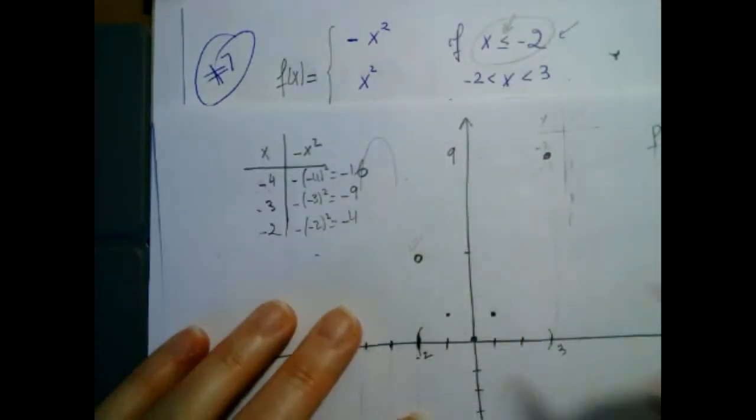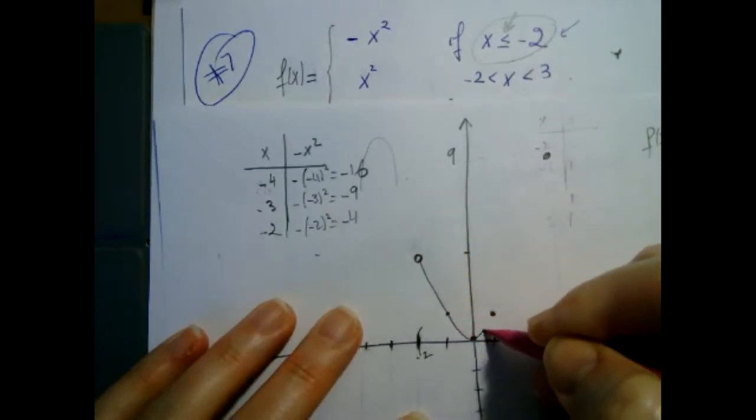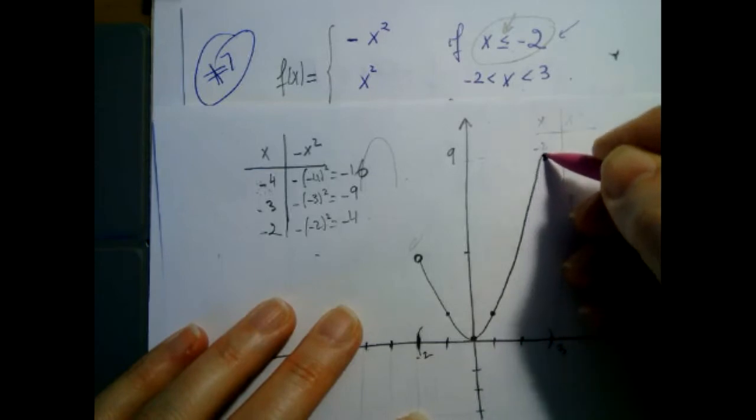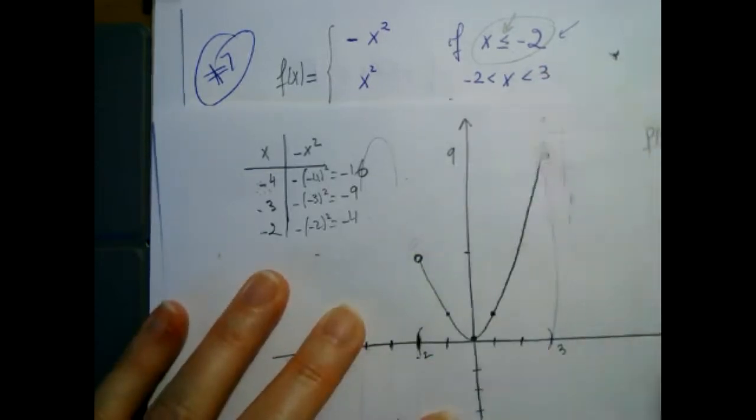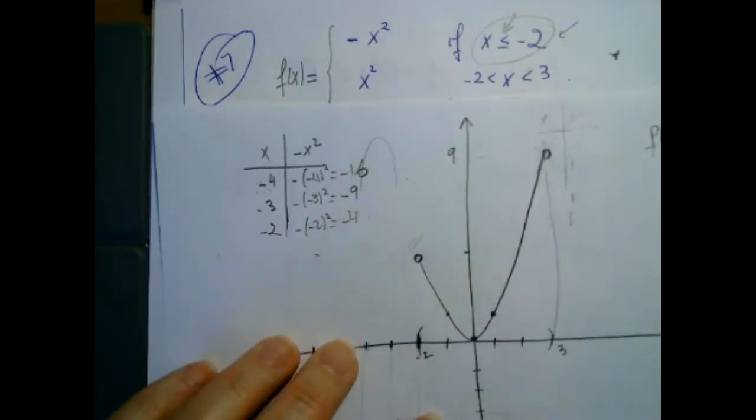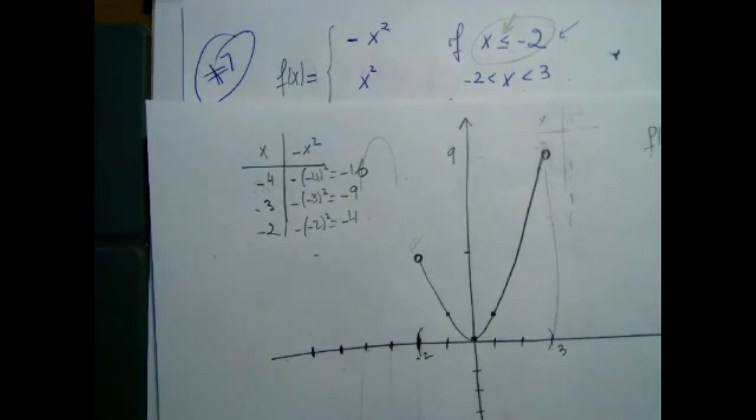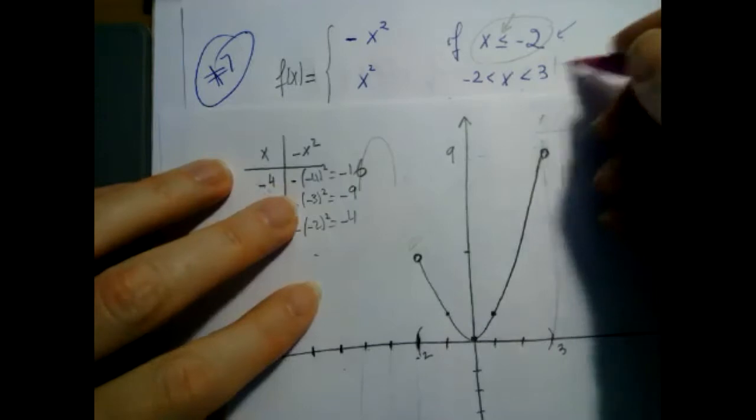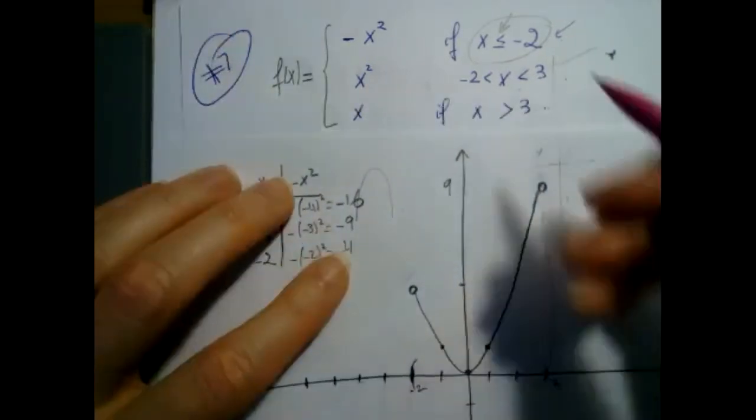So now my graph will go like this. I connect my dots. That's a typical parabola. Goes up here. But at 3, the problem wants me to open it up. At 3, I'm going up here. And I stop. That's my second piece.